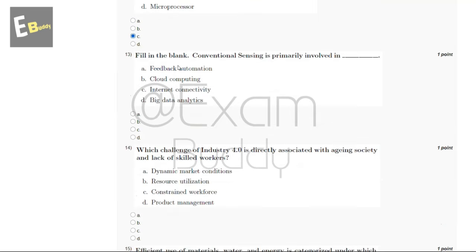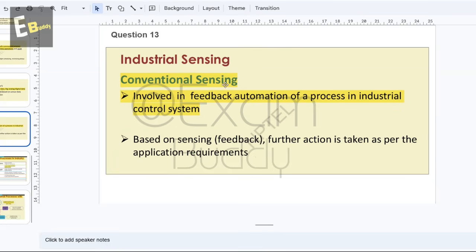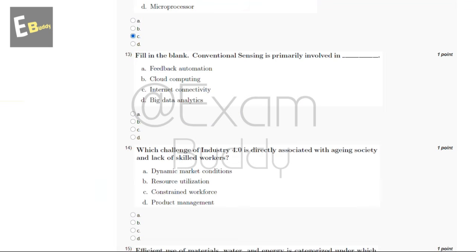Fill in the blank. Conventional sensing is primarily involved in dash. So these are the options, and now let's check the explanation. The explanation says conventional sensing is involved in feedback automation of a process in an industrial control system. So the answer for our 13th question is A, feedback automation. And now let's go to our question number 14.